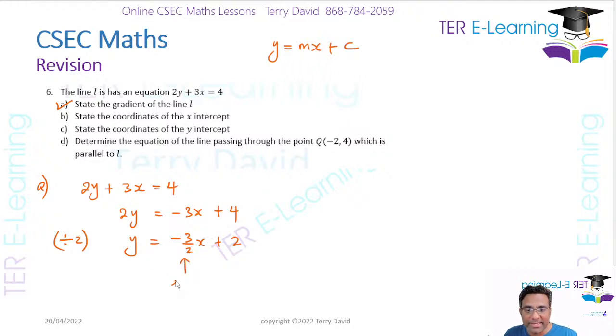The gradient is actually minus 3 over 2. So that's a big mistake that students make in the exam. I notice everybody telling me 3 over 2. That's a big mistake you can make in the exam. It has to be written in the format y is equal to mx plus c. If you don't do that, then you're not going to get a gradient.